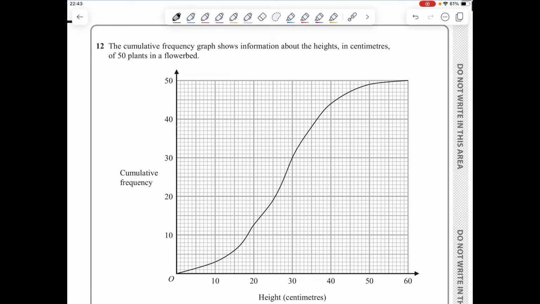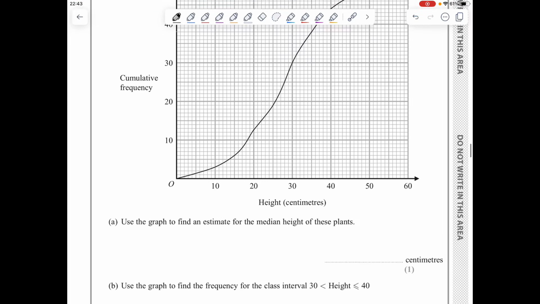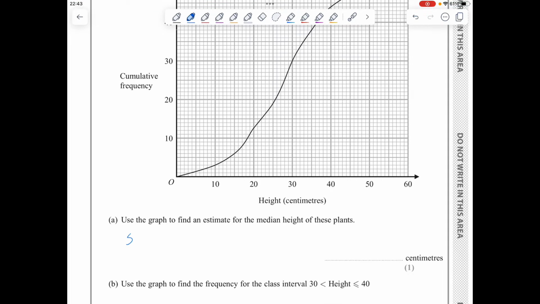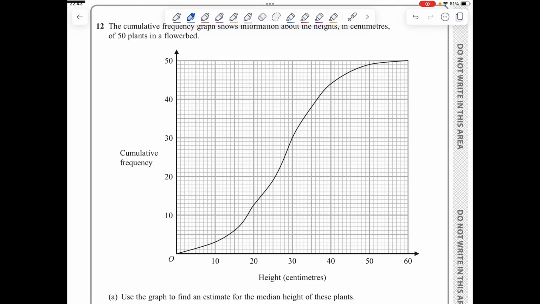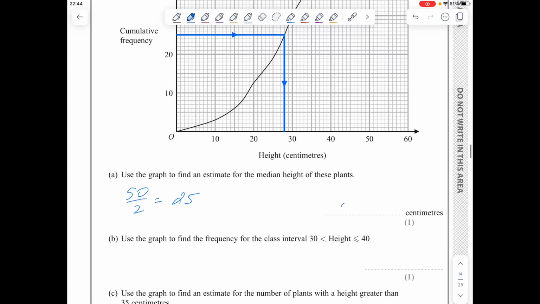To find the median in part A, I will do 50 divided by 2. This gives me 25. So I'll go on the vertical axis, find 25, and find the corresponding x value. As you can see, the value for the median is 28 centimeters. Note that the mark scheme accepts values between 27.5 up to 28.5.